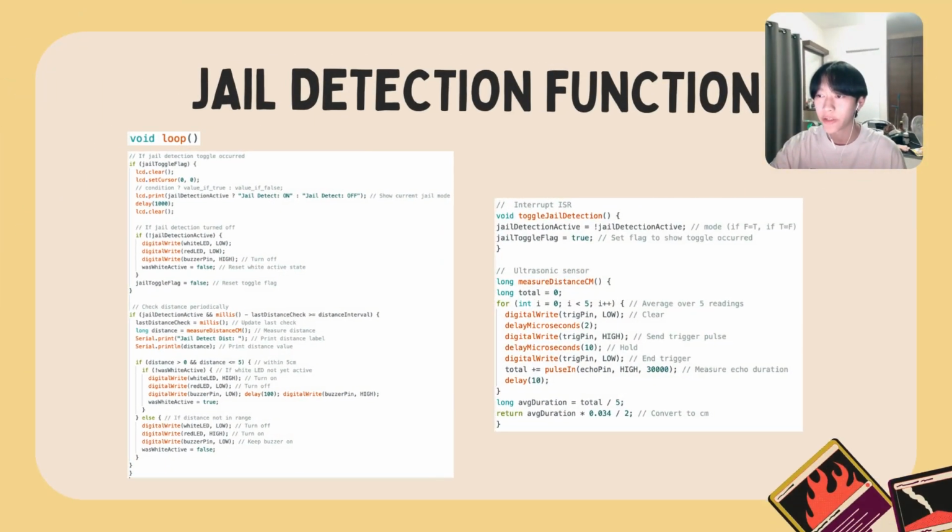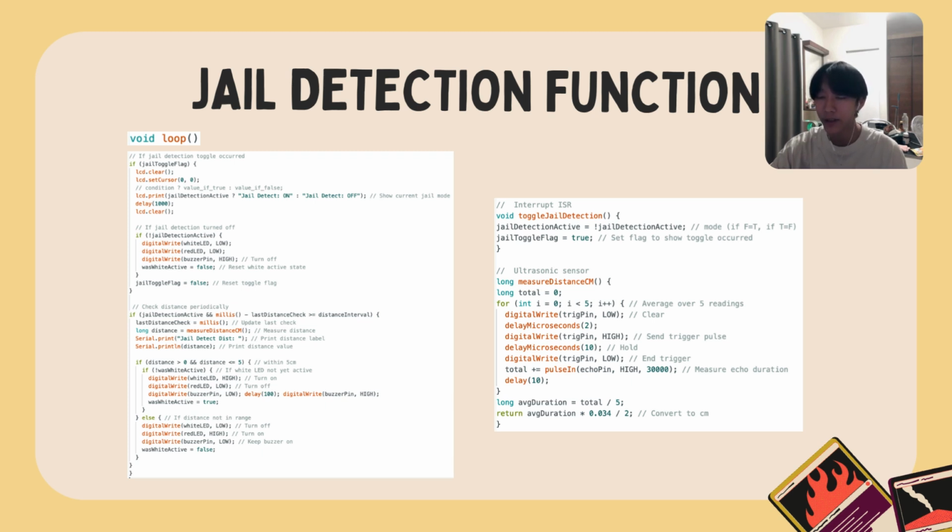Next part is the gel detection function. We put it in the while loop because it responds by updating the display and resetting the LEDs. For the first statement, the gel toggle flag displays the toggle state, on or off, on the LCD. And if gel detection is turned off, it turns off the white and red LEDs, and the buzzer will not alert. Next is the gel distance monitoring statement. It checks the gel detection distance every millisecond by calling the measure distance centimeter function that we will talk about later.